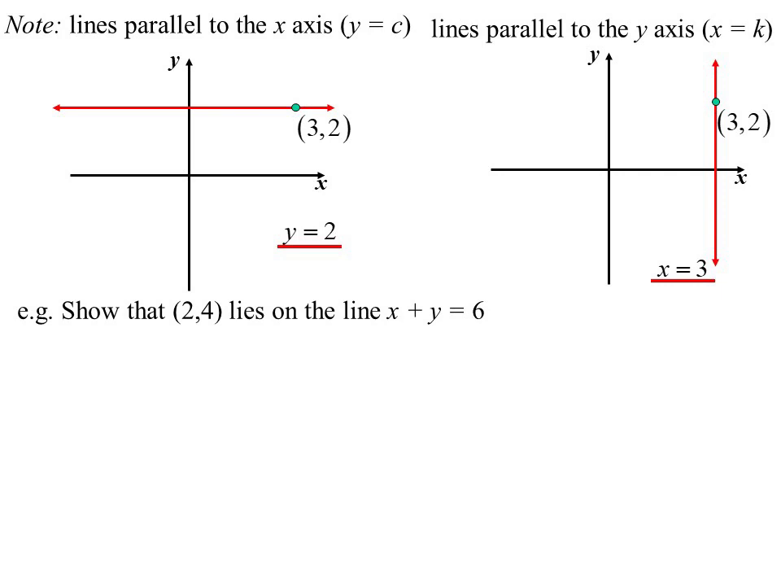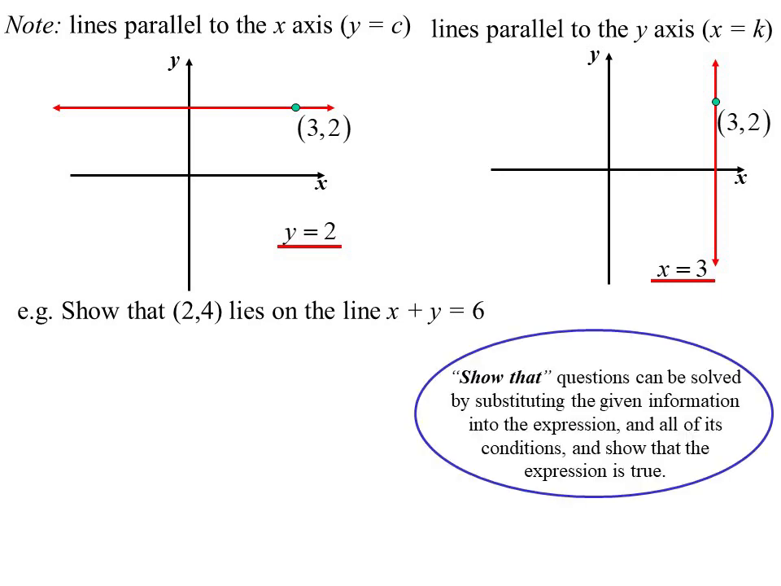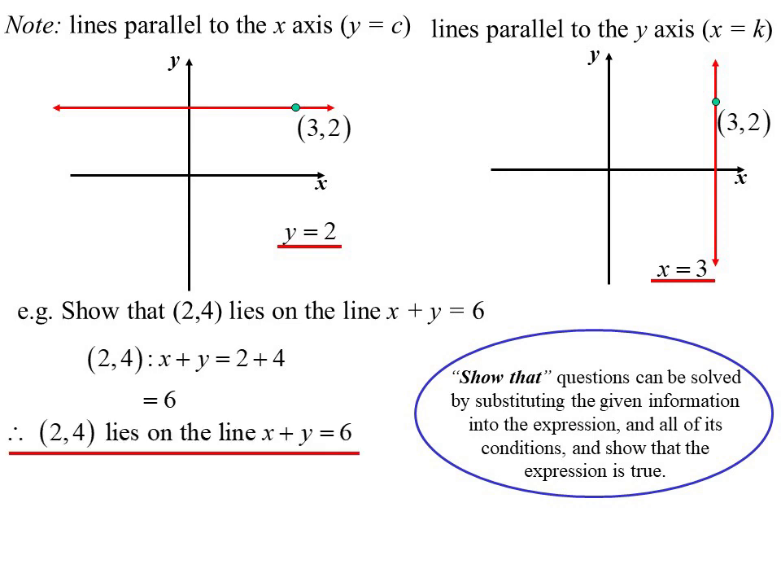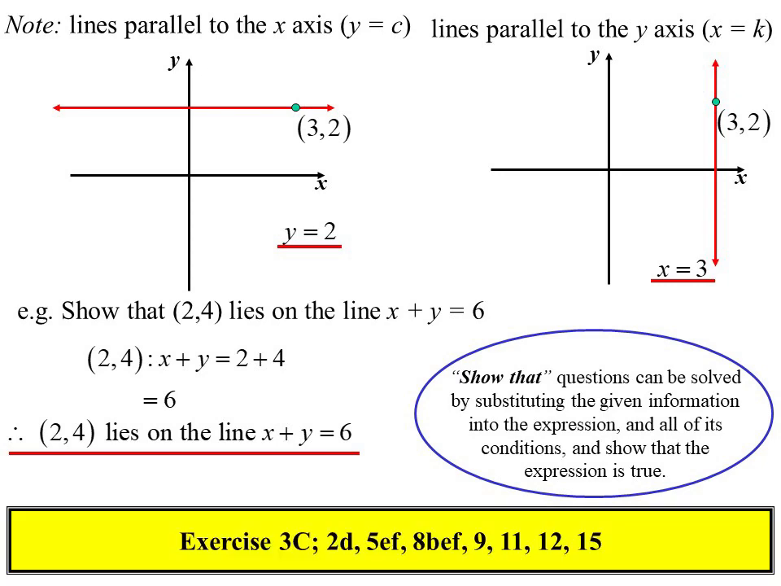We see questions like this. Show that (2,4) lies on this particular line. Well, this brings up a good point about show that questions. Anytime you've got a show that question, you can simply solve it by substituting the number in and showing that it works. That's all you have to do. You don't have to go and derive the equation of the line or anything like that. It's simply saying, hey, show it does. So all right, I'll substitute it into x plus y. And oh, look what happens. I get 6. It does satisfy the equation, so therefore it lies on the line. That's all I've got to do.